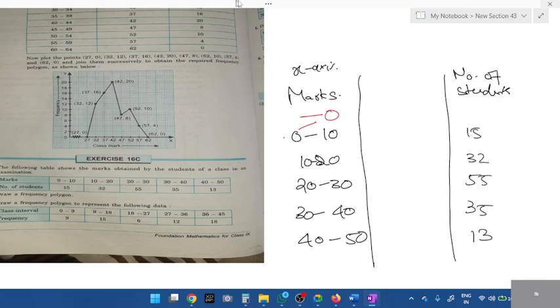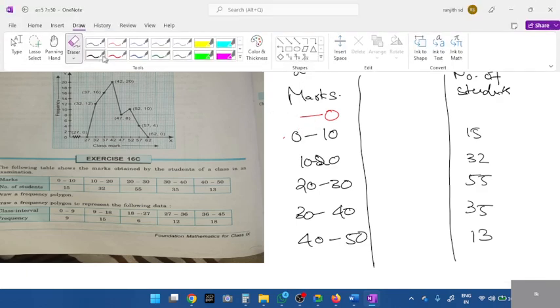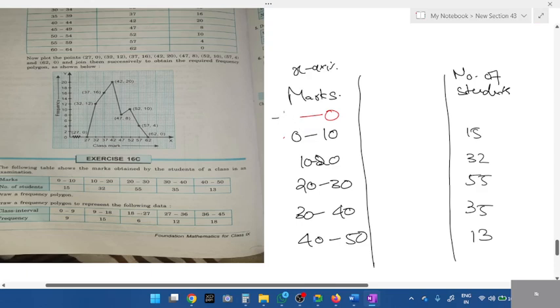What should I write here? After 0, what do you get? Positive or negative numbers? It should be minus 10, to take one extra value at the top and bottom. At the bottom, what should I take, students? Be quick. Very good. 50 to 60. And for 50 to 60, number of students is 0. 10 to 0, it is 0.